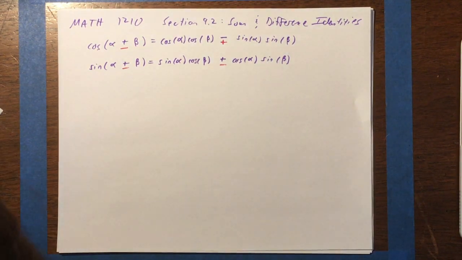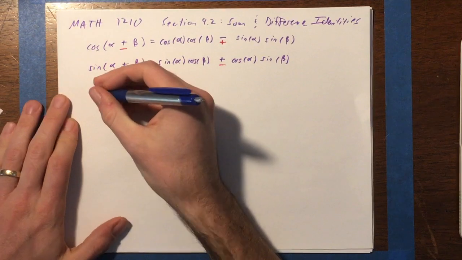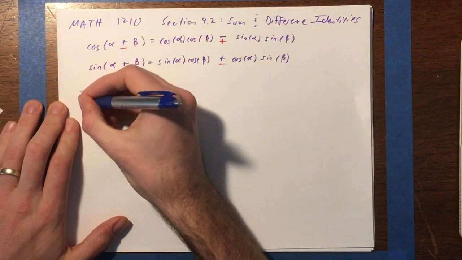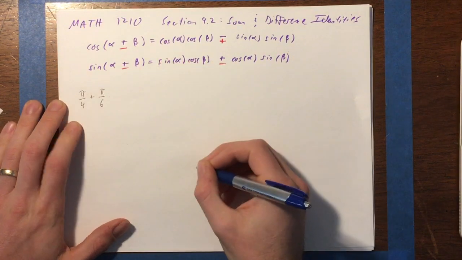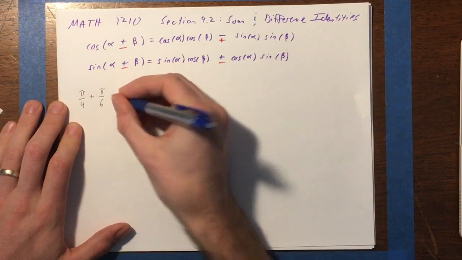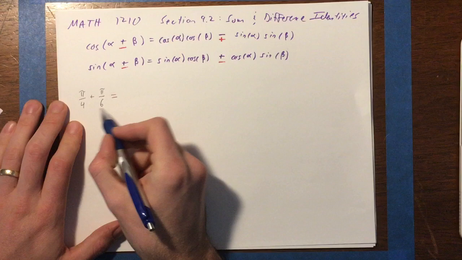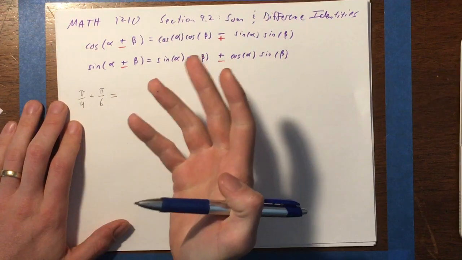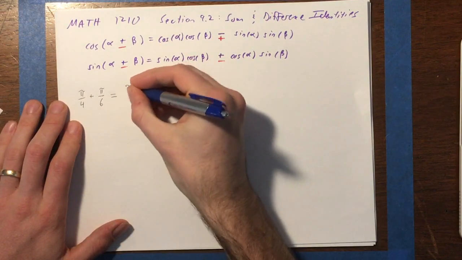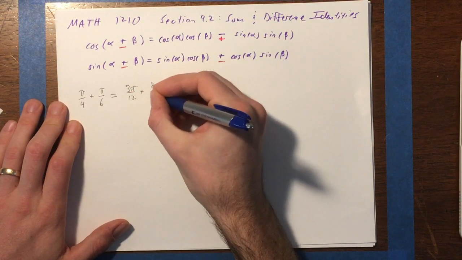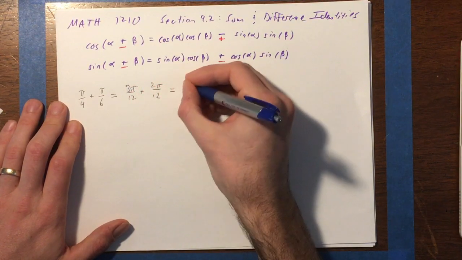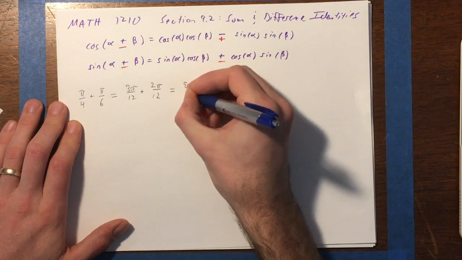All right. What happens when you take pi over 4 plus pi over 6? What's that equal to? Well, we want to get a common denominator, and it looks like the common multiple of 4 and 6 is going to be 12. So we're going to have to do 3 pi over 12 plus 2 pi over 12, and that should give us 5 pi over 12.